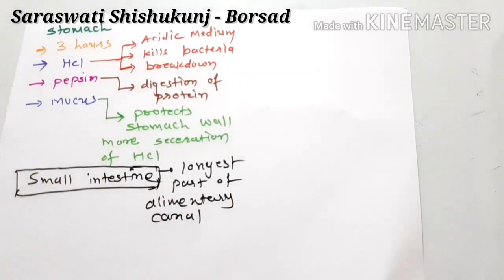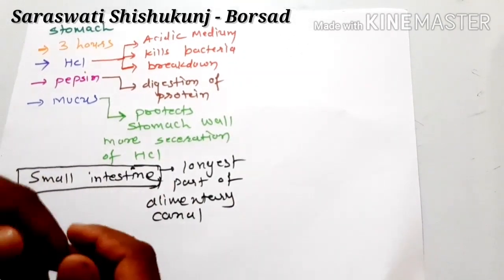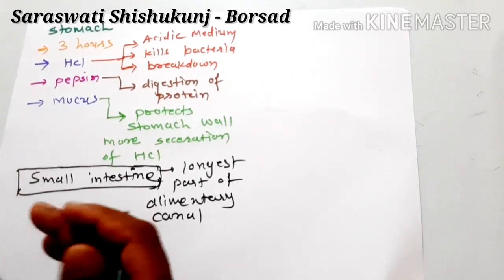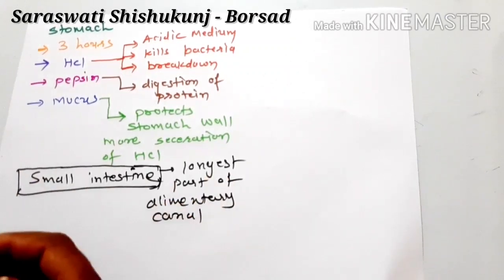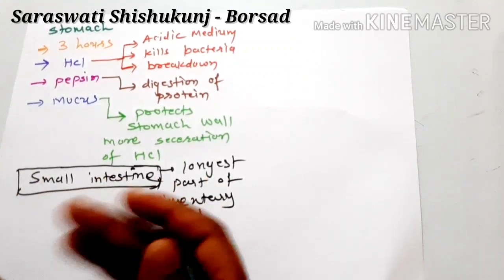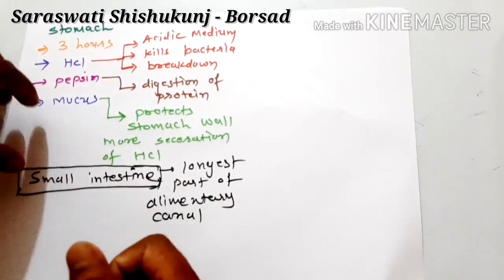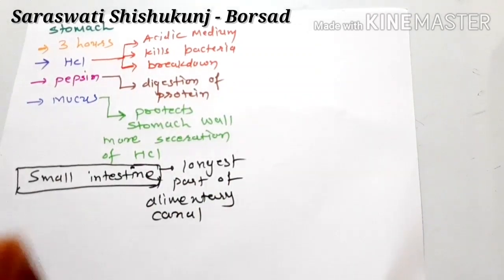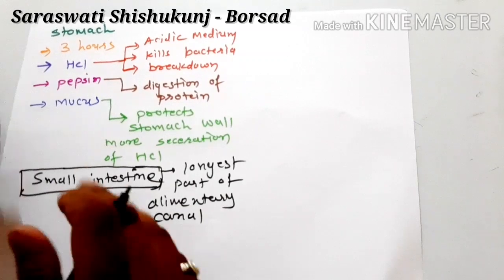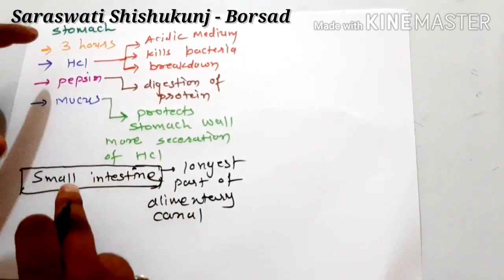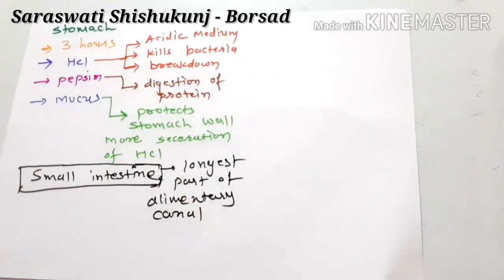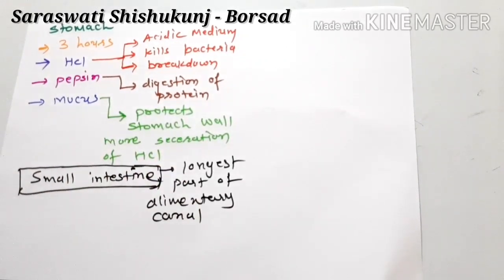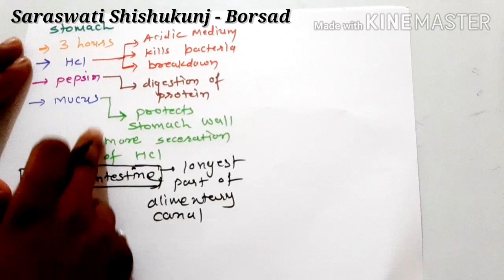If we talk about herbivorous, they will have a long small intestine, while carnivorous will have a short small intestine, because carnivorous easily digest the food. So let's talk about the human small intestine. In the human digestive system, the small intestine is the longest part of the alimentary canal, and it is attached to the stomach.